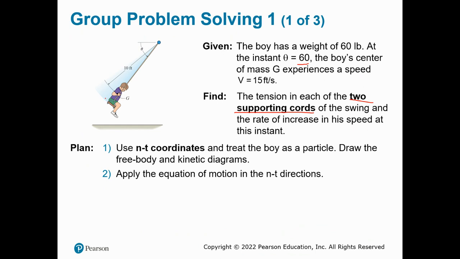That means in this diagram, we do not see two cables pulling the boy, but you need to understand that on a swing there will usually be two cables pulling the swing up. That's why there are two cable supports there. We're looking for the tension in each of the two supporting cords of the swing and the rate of increase in his speed at this instant.